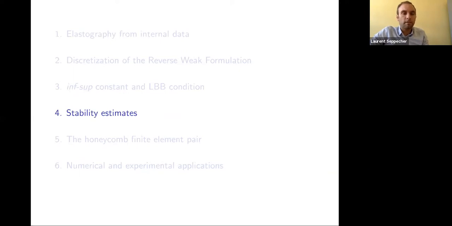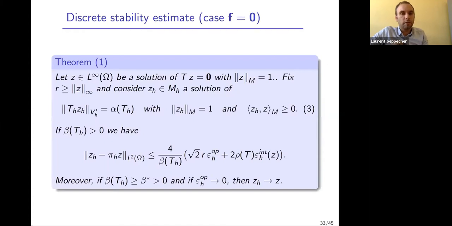Okay, two stability estimates, and I'll show you some pictures. So the two stability estimates work like this. Don't worry if it's a bit large. The only thing you have to see is that when you want to solve Tz equals 0, you will solve T_h z_h equal alpha. So you minimize the quantity T_h z_h, okay?